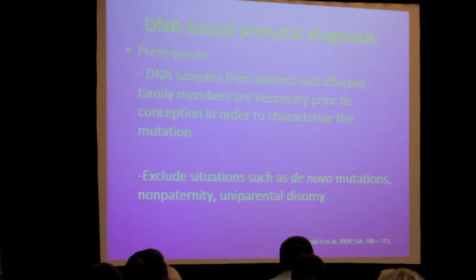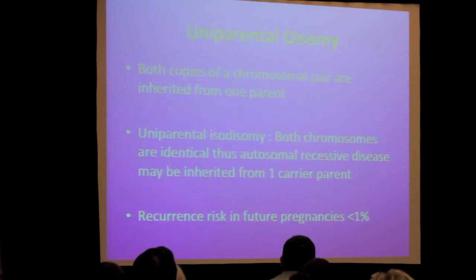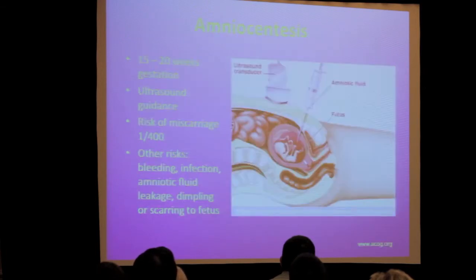But if you do become pregnant and you go in and ask for prenatal diagnosis, it may be too late to do this sequencing. So it's best to do it beforehand. You also want to exclude situations such as new mutations, non-paternity, and uniparental disomy, which Dr. Paller already talked about, so I'll skip over that.